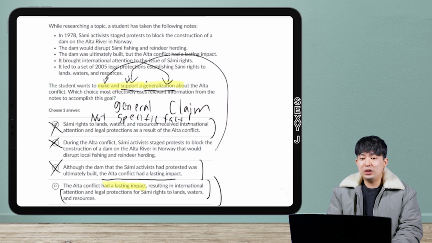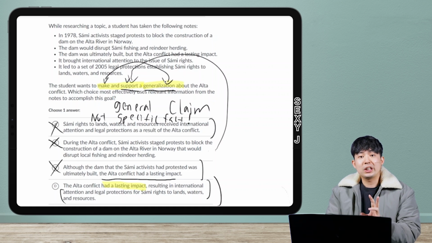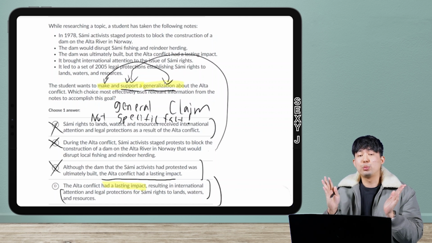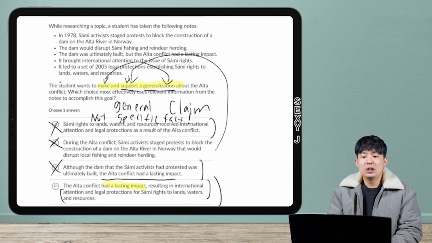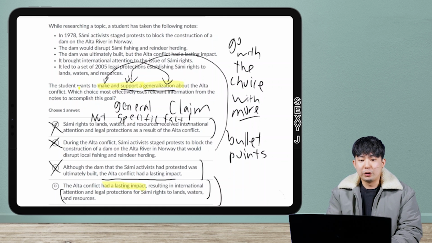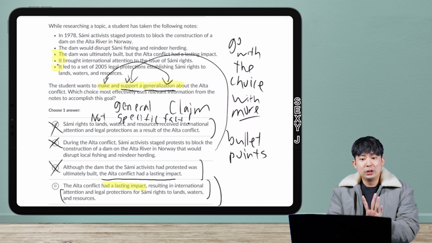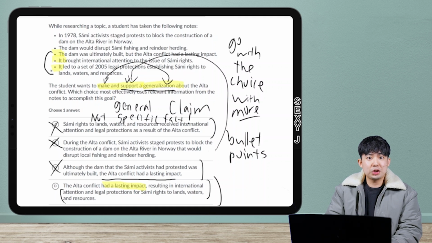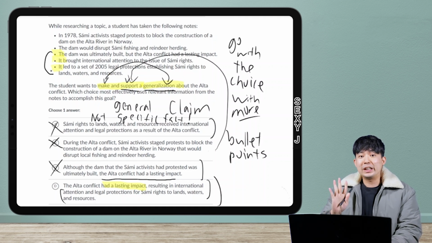The other point here is when I have these generalization questions, or if the student just wants to make a statement on the notes, those types of, again, general, really broad interactions with the rhetorical synthesis, go with the choice. I'm going to write this whole thing out with more bullet points, okay? And you guys know how to count, so this is a little bit trivial, but if we have resulting international attention on legal protections, so let's just count how many bullet points this one refers to. It refers to this bullet point, okay? It refers to this bullet point. It refers to this bullet point. And so out of the 5 bullet points, which is the average number, this one refers to 3. All of the other answer choices refer to 2 bullet points or even fewer. So that's another way to do it.